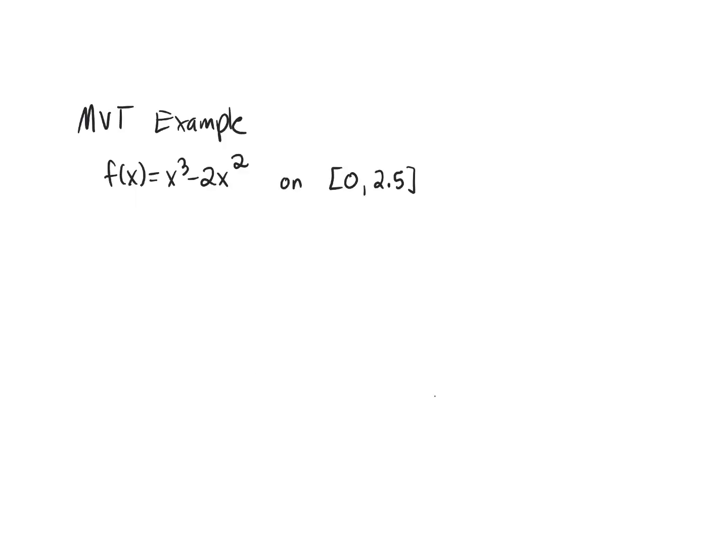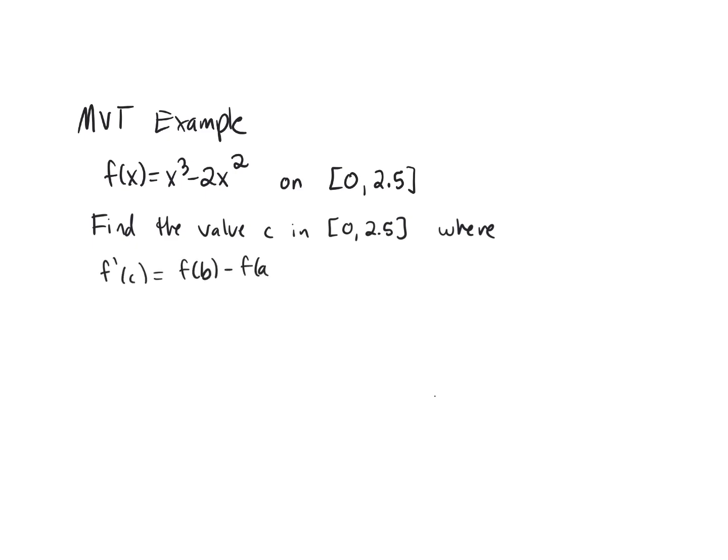So we're going to do one more mean value theorem example, and you'll need to just write this down on paper. So we're actually going to find the place where the mean value theorem applies to this function, f of x equals x cubed minus 2x squared, and we're going to look on the interval 0 to 2.5. So we're going to find the value c in the interval 0 to 2.5, where f prime of c equals f of b minus f of a over b minus a.